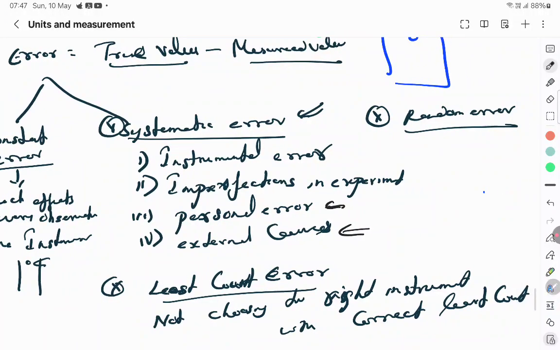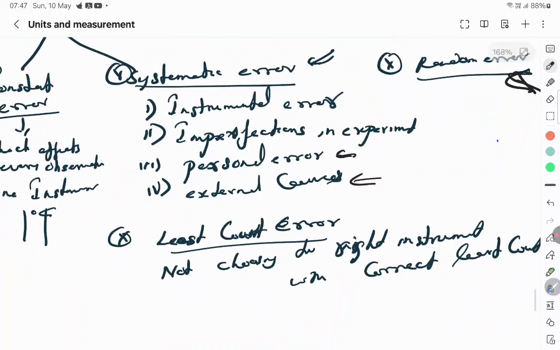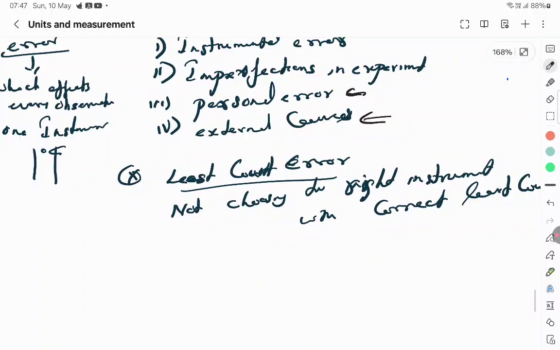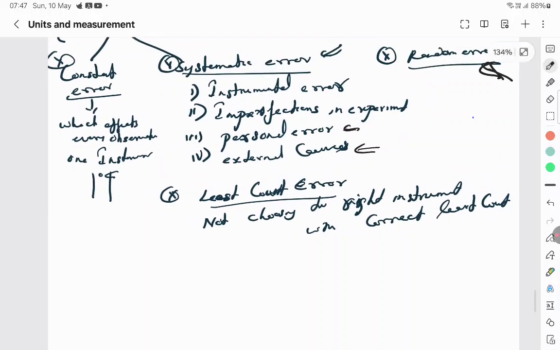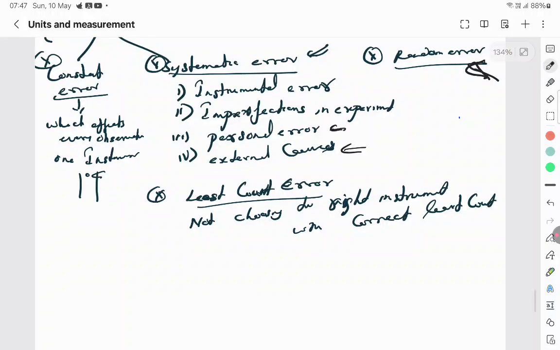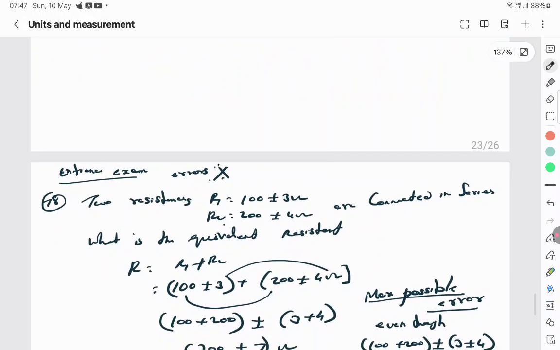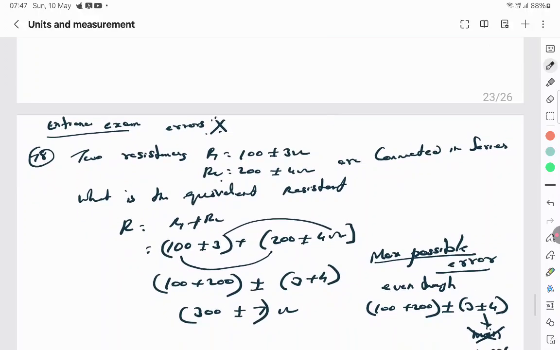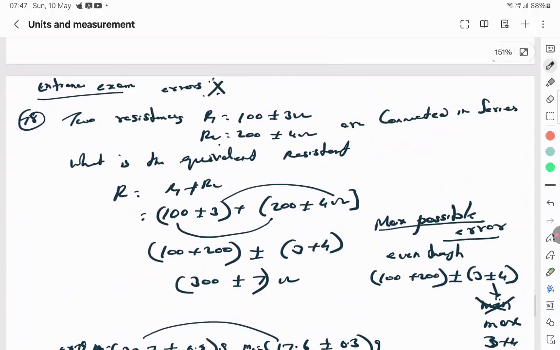Then there are random errors. Random errors, you can make random mistakes, silly mistakes like that. A least count error, as I told you, you have to choose the right instrument with the proper least count. So in order to get more precise values, these are the errors that can commonly exist. Those are theory. So that is about errors.